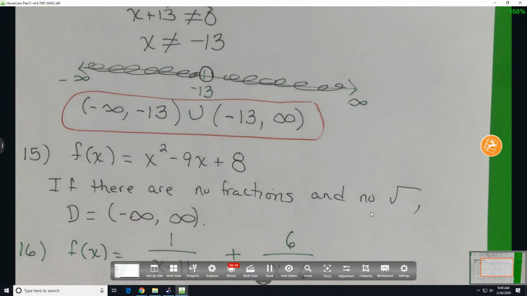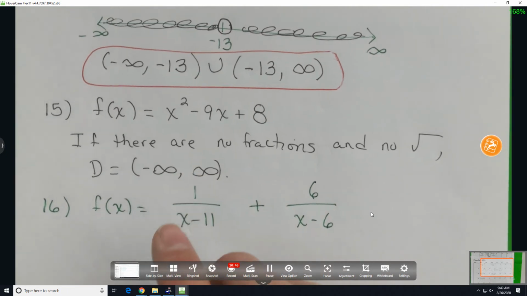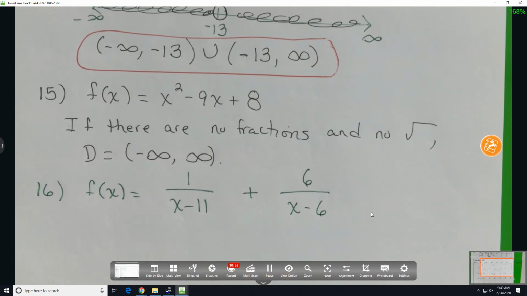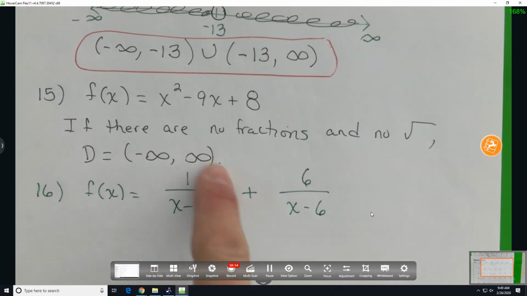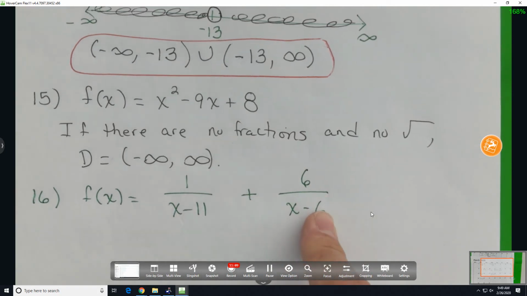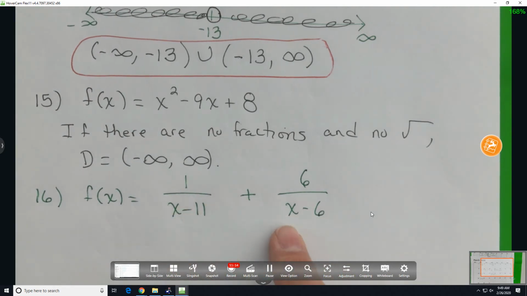Well, if you're going to guess on this one, don't guess the negative infinity to infinity. You guess that if there's no fractions and no square roots. And heck, on this one, there's two fractions. What x value would make this fraction undefined? What would give me a 0 in the bottom of this fraction? Would it be 11? What about the second fraction? What x value would make this one undefined? A 6? So in words, what's the domain? All real numbers except 11 and 6. But we're not going to write it out in words.